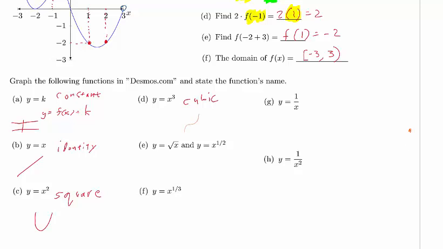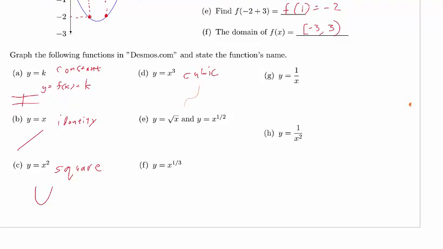All right, and again, it looks like that. All right, the next one is called the square root function. Not original, I know, but none of these names really are, but they are descriptive.